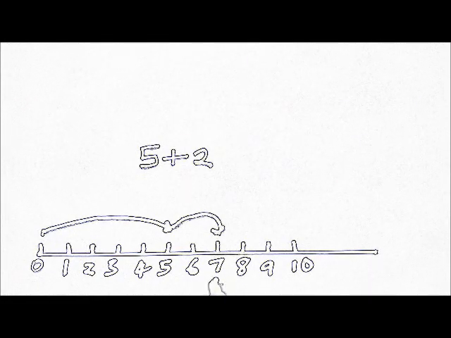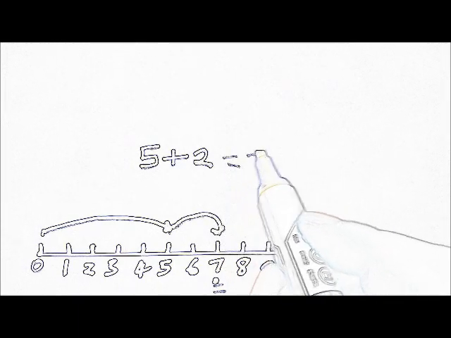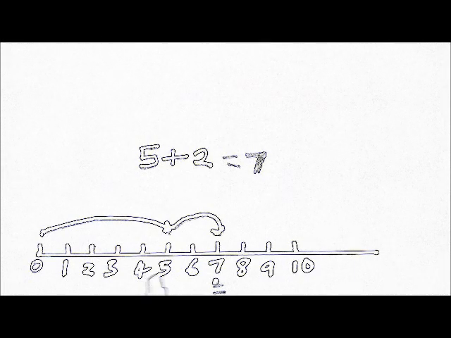And this value 7 is simply the result of 5 plus 2. So 5 plus 2 equals 7. And we have demonstrated that using the number line.